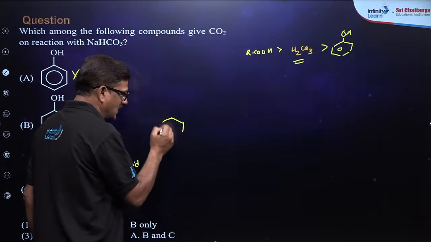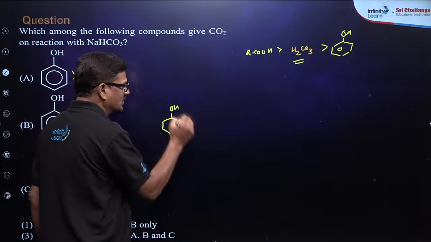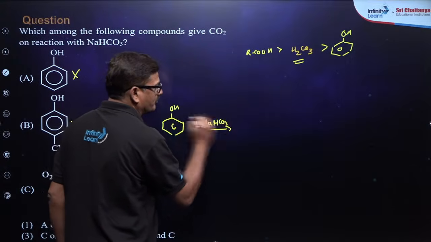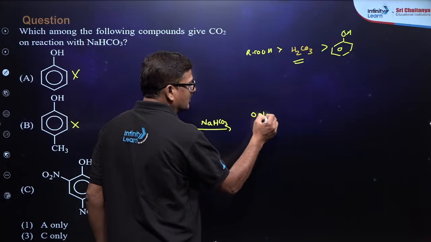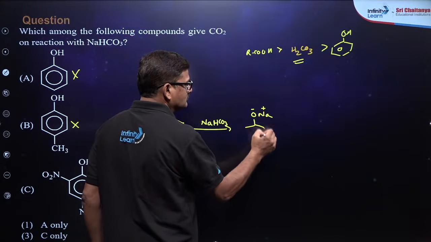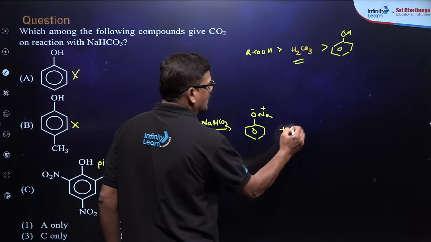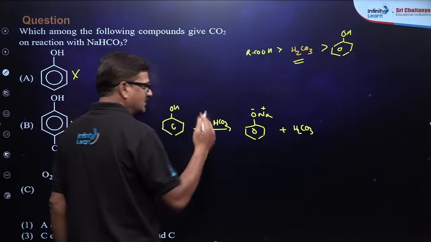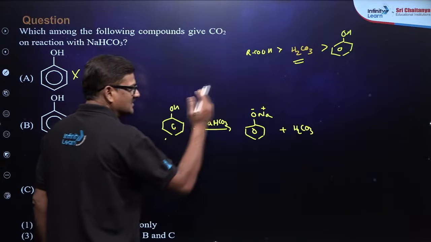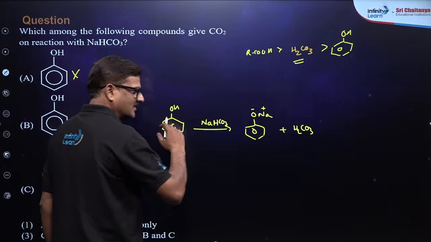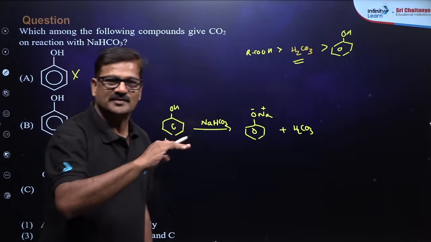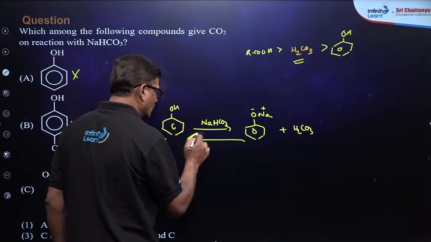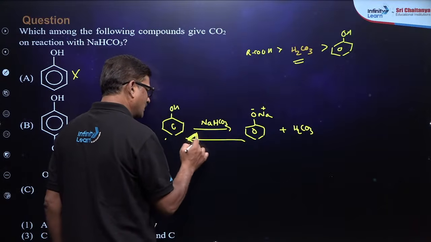If phenol were allowed to react with sodium bicarbonate, you would get sodium phenoxide and carbonic acid. Phenol is a weak acid and carbonic acid is a stronger acid. A weak acid can never produce a strong acid. Therefore, the equilibrium is favored in the backward direction.